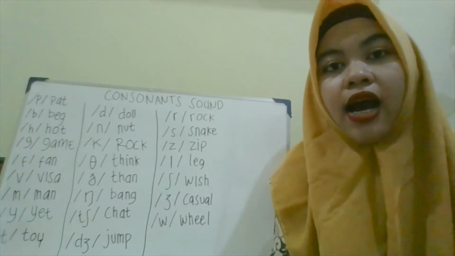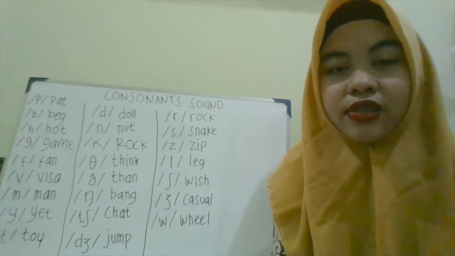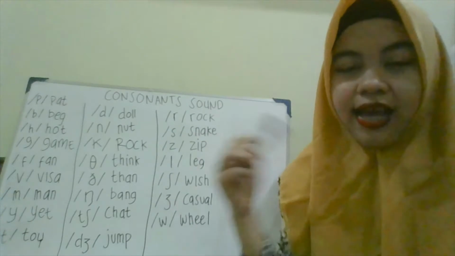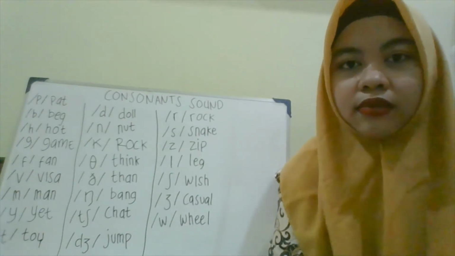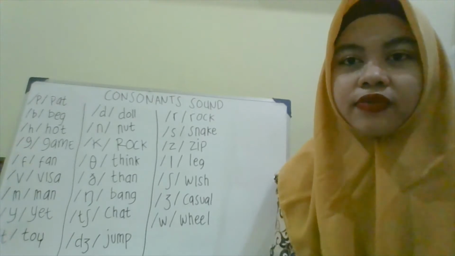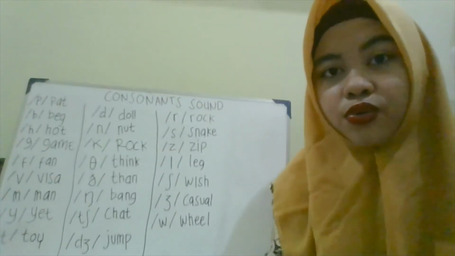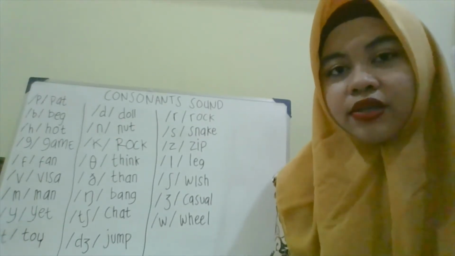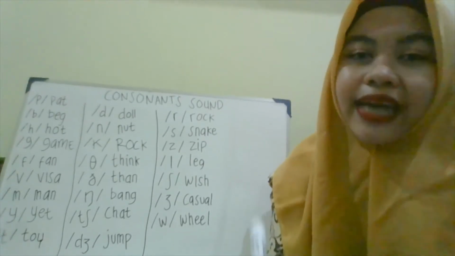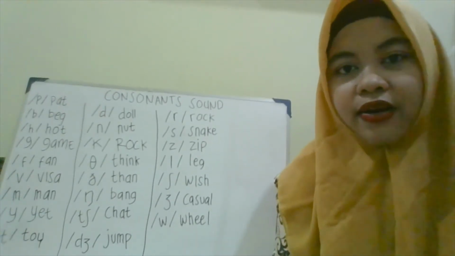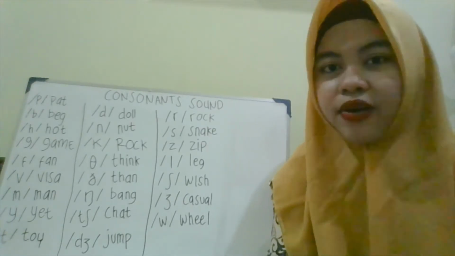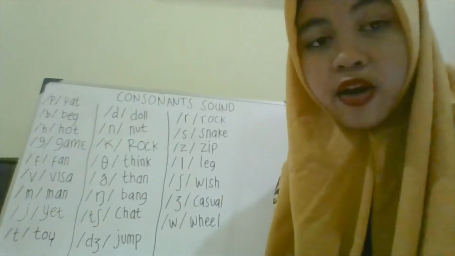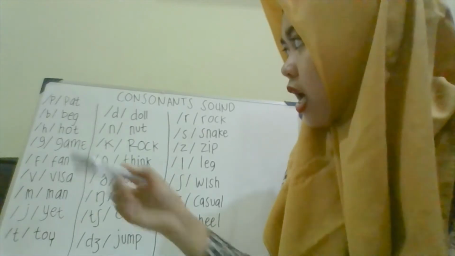Okay, here I will try to share how to pronounce English consonant sounds. Why? Because in English there are also rules, and you have to know them, because you can't just say anything. Maybe I don't have to waste time. Let's get started. The first one is P.